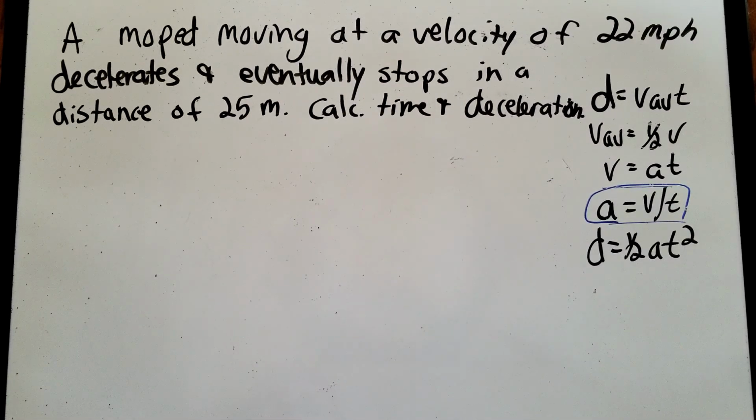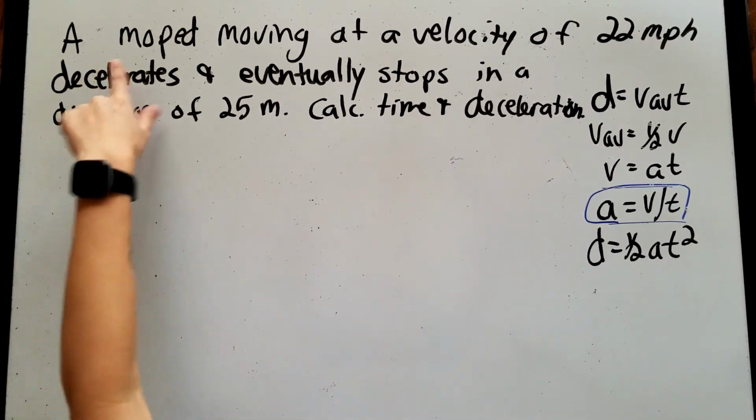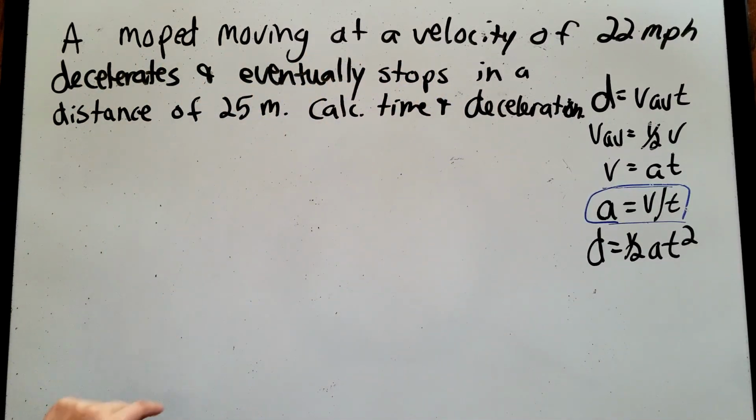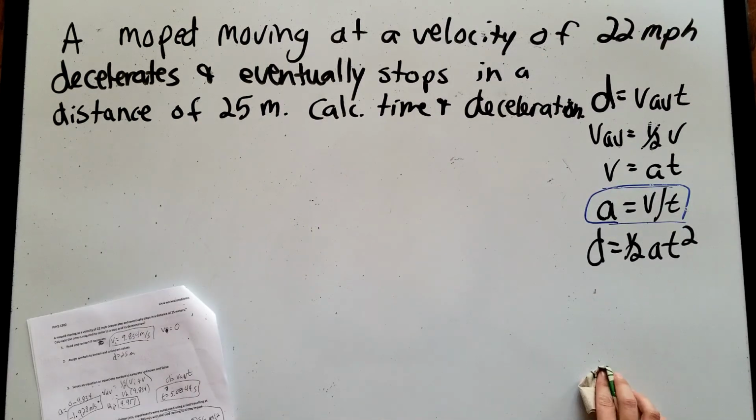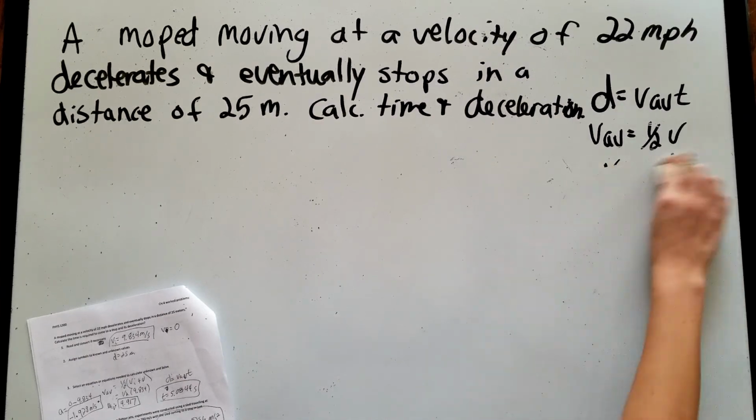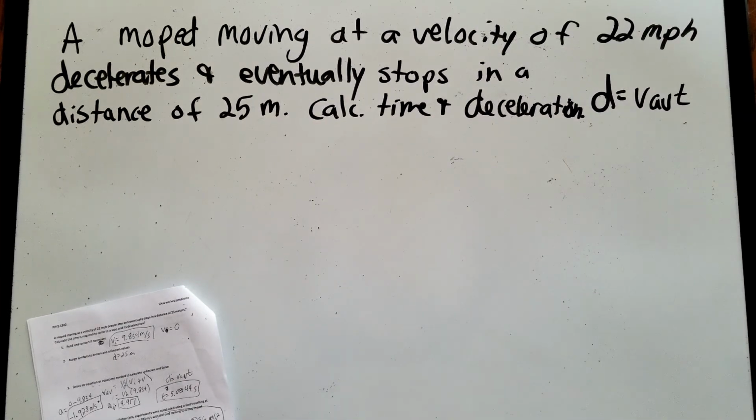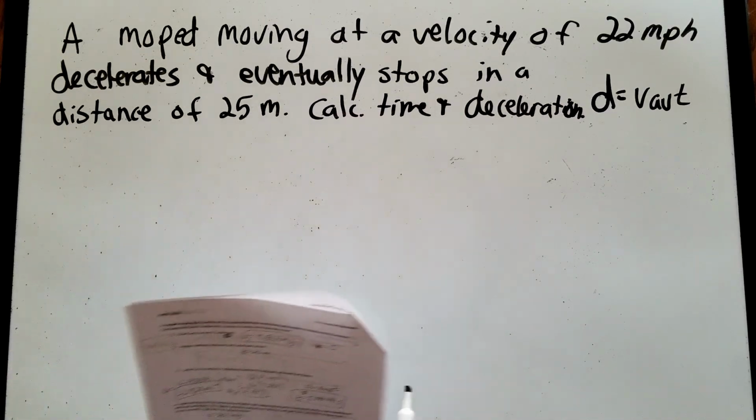So a couple new things here. First off, notice the moped is initially moving, which means it has an initial velocity. So if it has an initial velocity, we can't use the zero initial velocity equations. We have to use the non-zero initial velocity equations. So let me change these and replace them with the non-zero initial velocity equations.